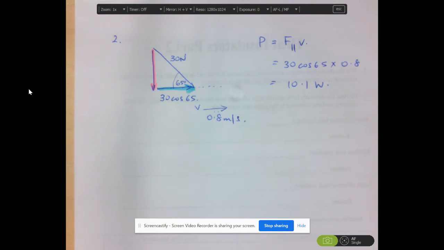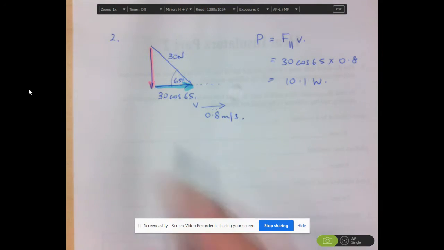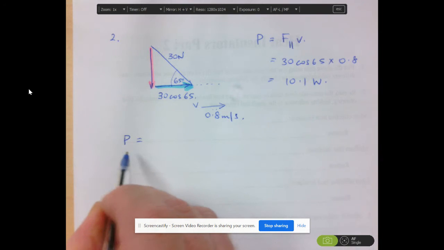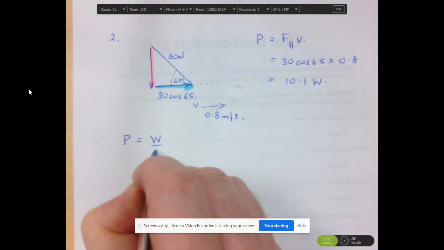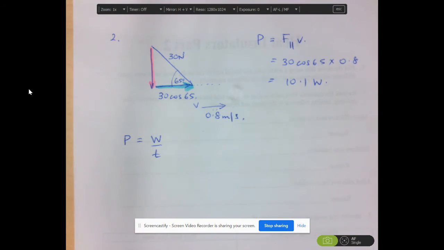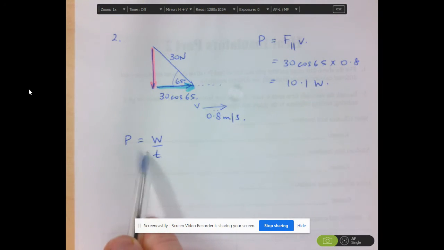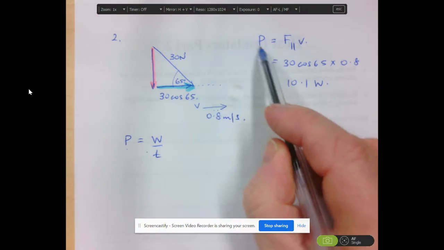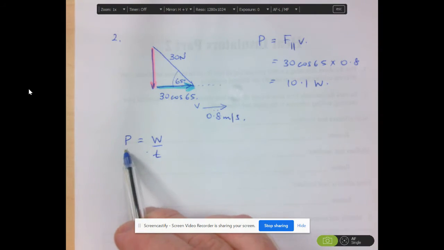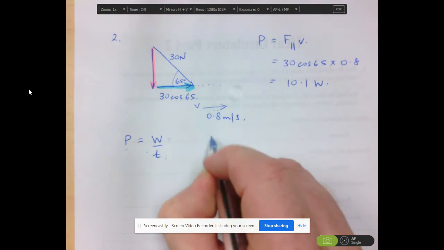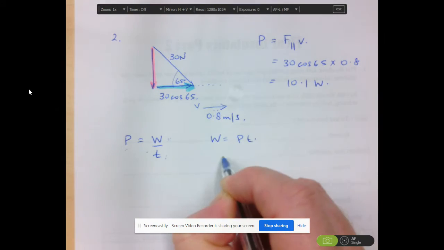How much work does she do? Now, remembering the work relationship to power is work over time. Even though this formula doesn't have any time in it, we can revert, remembering we are calculating power. So this power and that power are the same thing. And that means we can now work out what our work is, because work equals power times time.